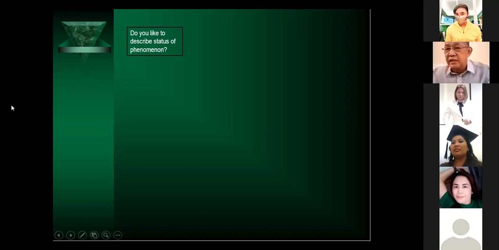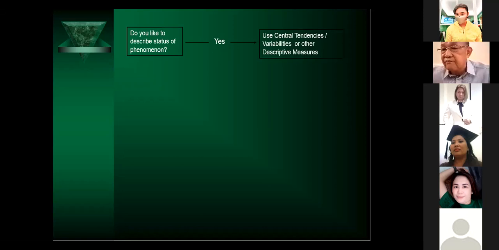by asking the question, if you are the researcher, Vokel is asking you, do you like to describe the status of a phenomenon? So look at the objectives of your study. If this is the objective of your study, Vokel is saying, if your answer is yes to the question, use central tendency statistics, variability statistics, or other descriptive measures.